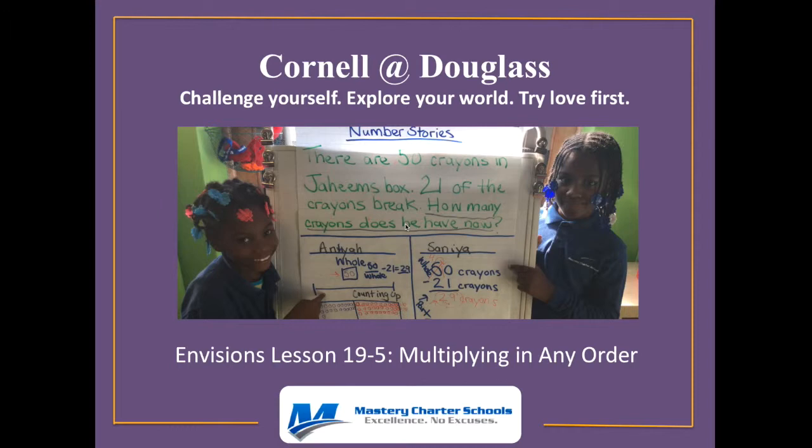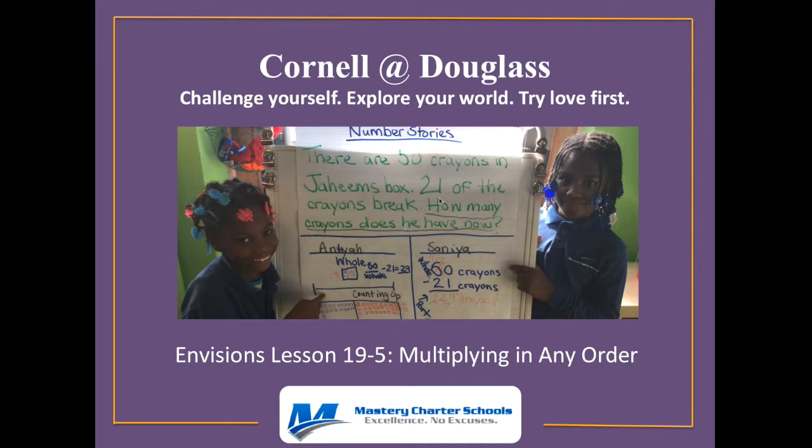All right, mathematicians. So today we are in one of our last days working on multiplication, and today we're going to talk about what is called the commutative property of multiplication, which means you can multiply in any order, just like addition. Since multiplication actually is addition, it makes sense that you would be able to do this.